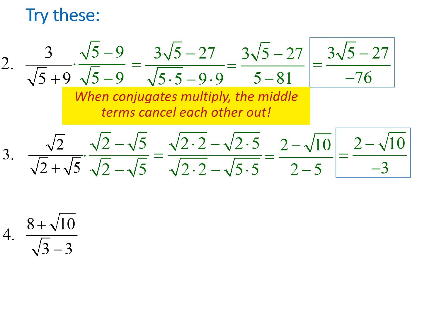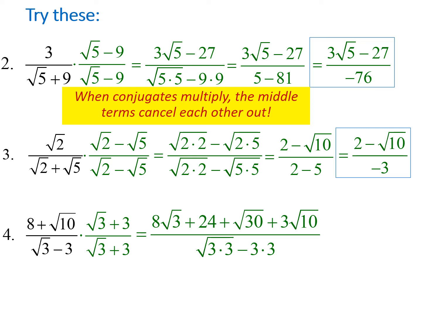We see the denominator, and it's definitely in need of a conjugate. Square root of 3 minus 3, what would the conjugate be? Hopefully you said the square root of 3 plus 3. We multiply the top and the bottom by the square root of 3 plus 3. We have to FOIL now. So we have 2 terms at the top and 2 terms at the bottom.